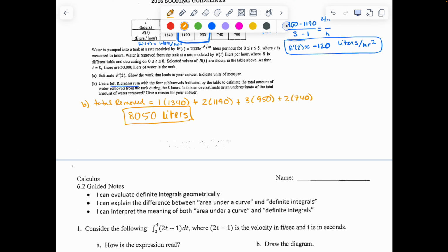Okay, so we say since R of t is decreasing and we used a left Riemann sum, this is an overestimate.